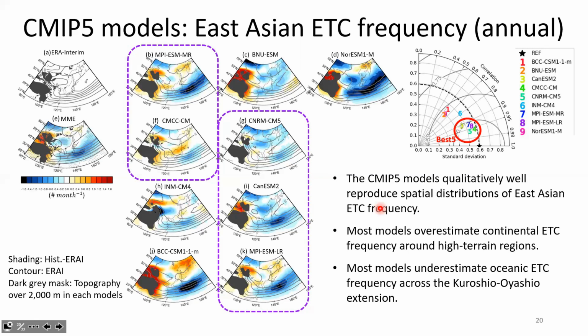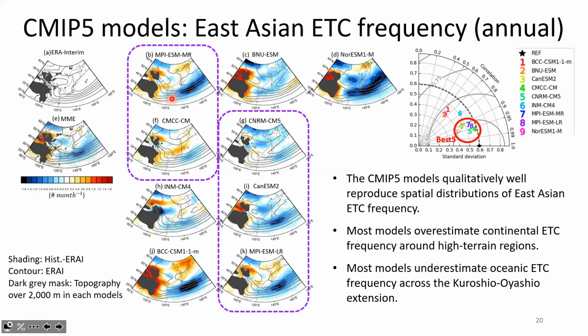East Asian cyclone frequency. However, there are still systematic biases. Most models overestimate the cyclone frequency near high terrain regions, and they underestimate cyclone frequency over the ocean.